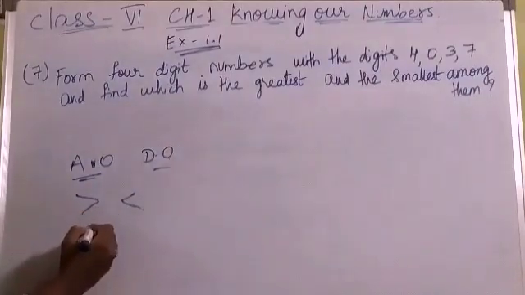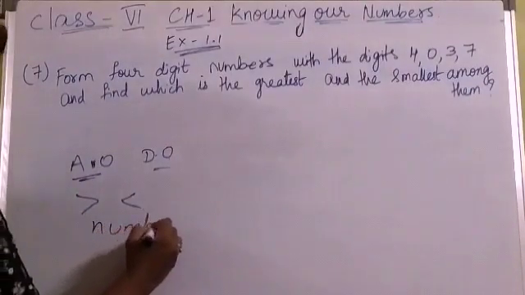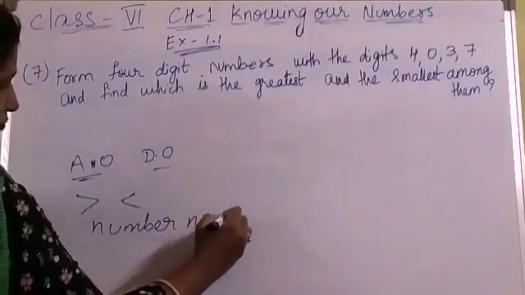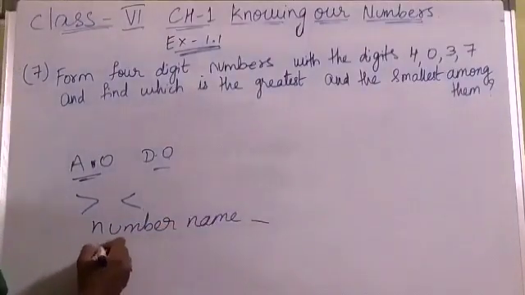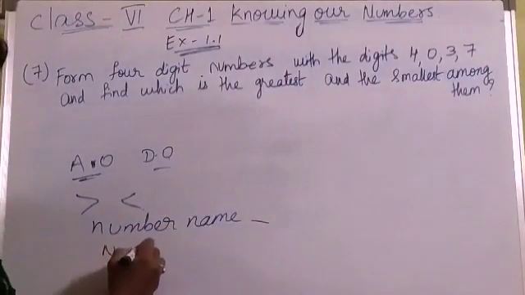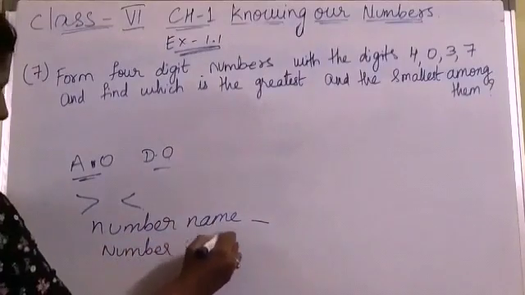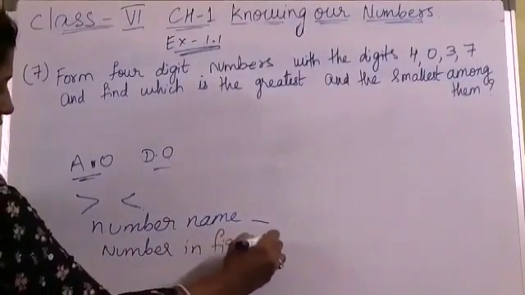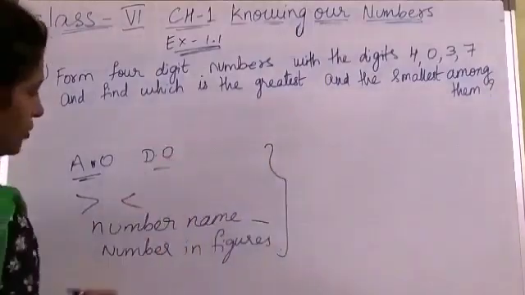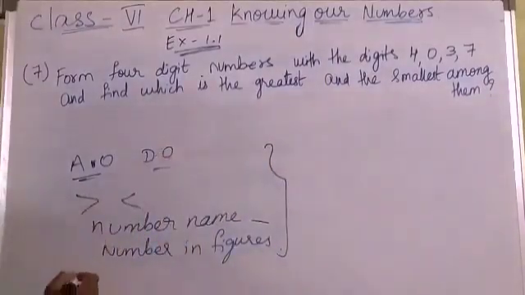Next, write the number name in words. Number name you can write. Next, number in figures. These all are easy bits, children. You can do them easily because you have done them in earlier classes also.